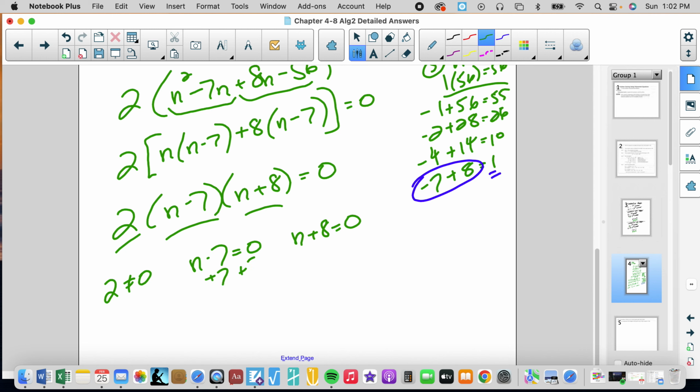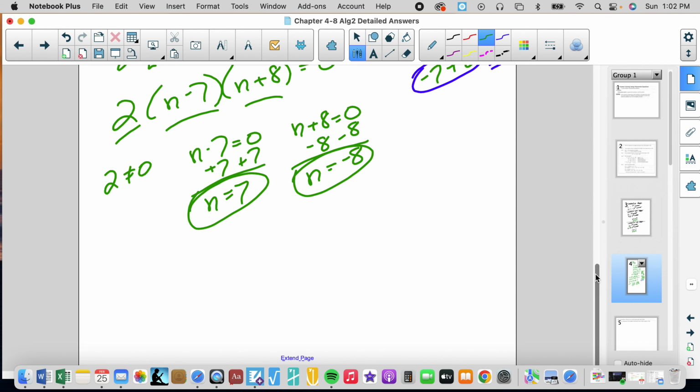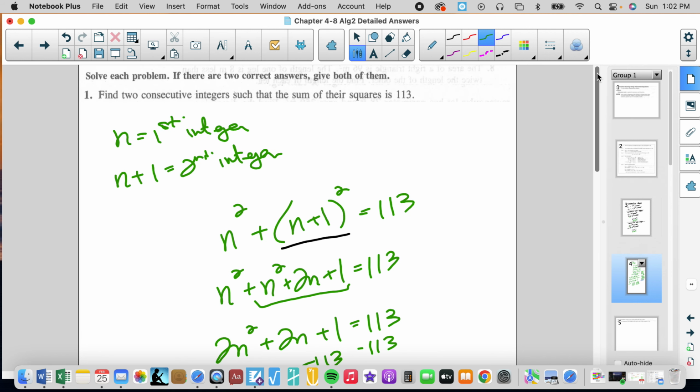But we're going to see what value would make that 0 and what value for this would make it 0. So we'll add 7. We'll subtract 8. And we get our two solutions for n. And it'll be important for us to go back, so we have two situations.